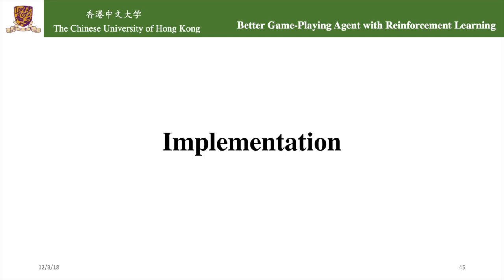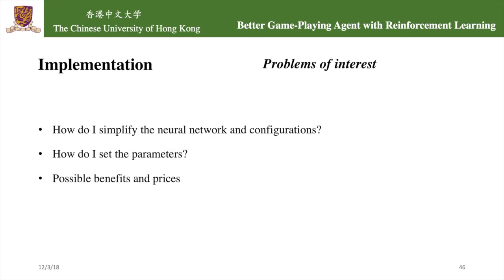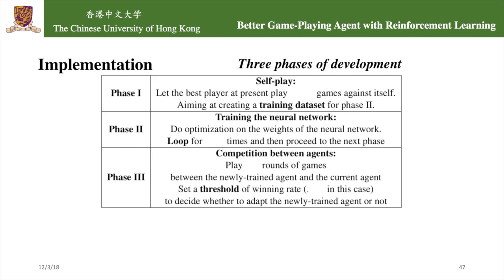Then I will proceed to discuss how I implement the idea of AlphaGo Zero in my tic-tac-toe game playing agent. As I mentioned before, due to the limit of time and computational resources, I have to simplify the neural network. I also have 3 phases of development, but I will play fewer games and loop the optimization for fewer loops. I will also set a different threshold. These 3 phases are conducted in sequence but not in parallel.